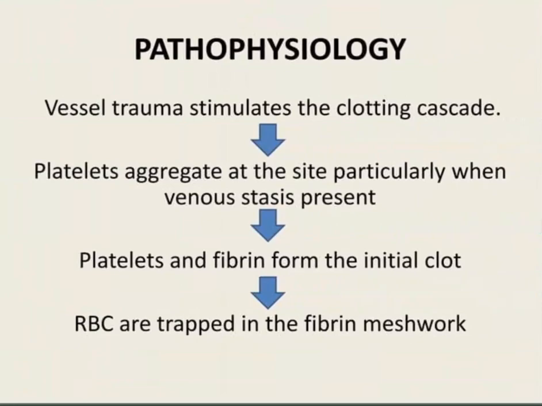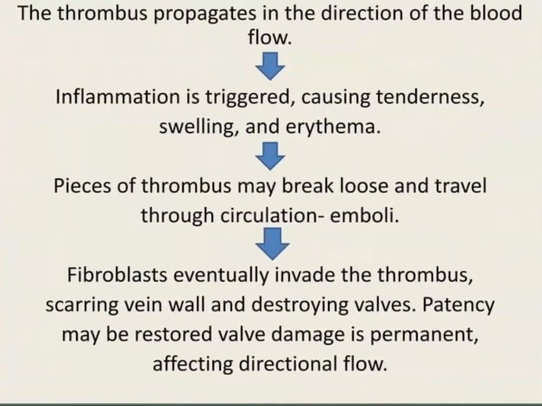When that happens, the red blood cells, instead of just passing through the vein, begin to get trapped in that fibrin meshwork. When there's that blockage in the vein, the thrombus propagates in the direction of the blood flow because it's been trapped. It will continue gathering more and more, and the thrombus will keep on getting bigger, and that thrombus now will flow in the direction of the blood flow.